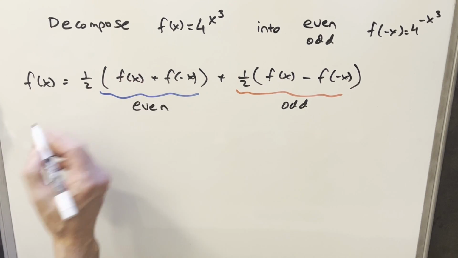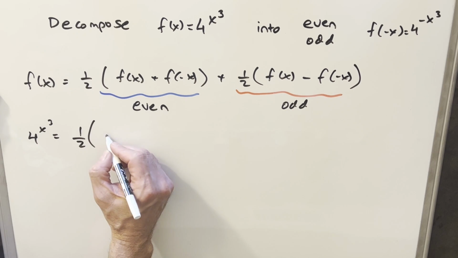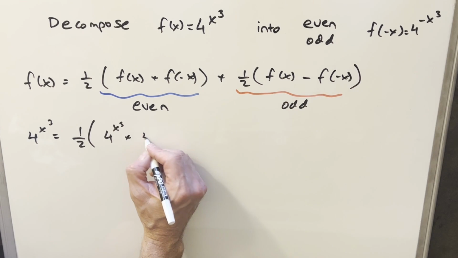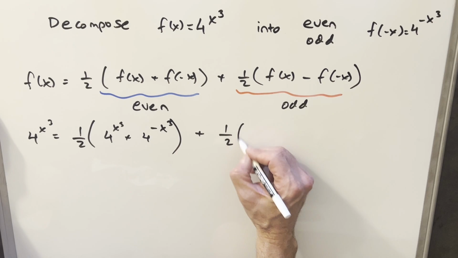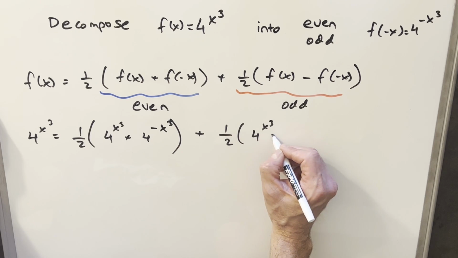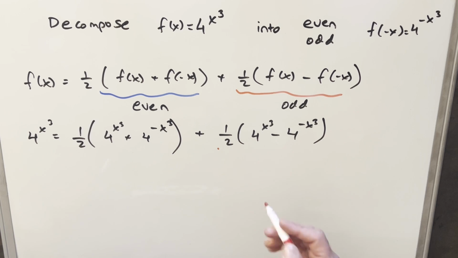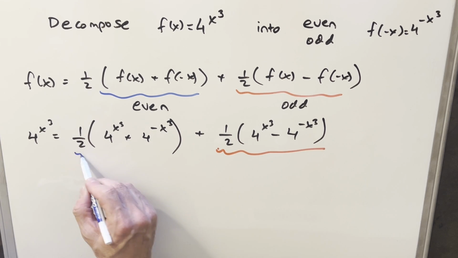So here's our f of x value, which is 4 to the x cubed. We have 1/2 times 4 to the x cubed plus our f of minus x value, which is 4 to the minus x cubed. And then here, this odd part is going to be 4 to the x cubed minus 4 to the minus x cubed. Now this isn't that interesting of a result, but what we want to notice is that somehow this part is odd and this part is even.